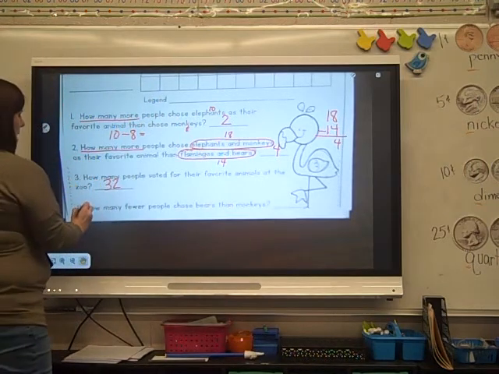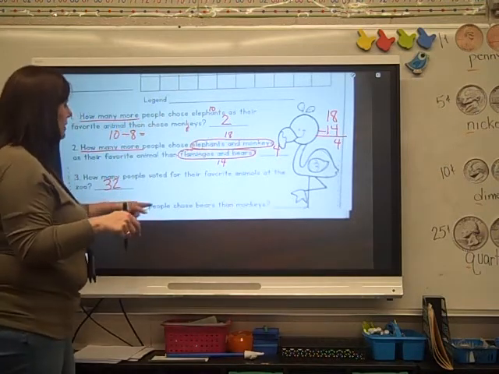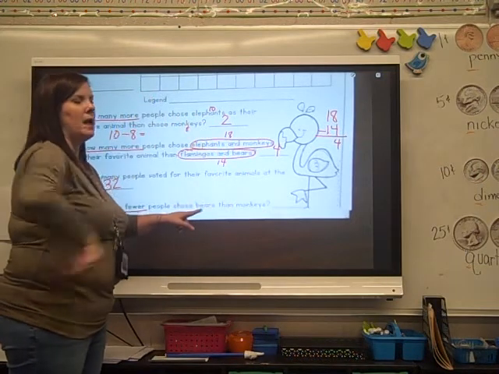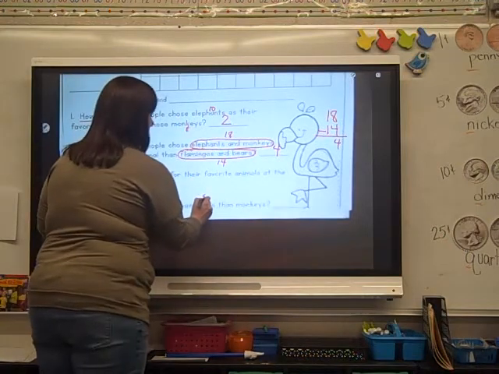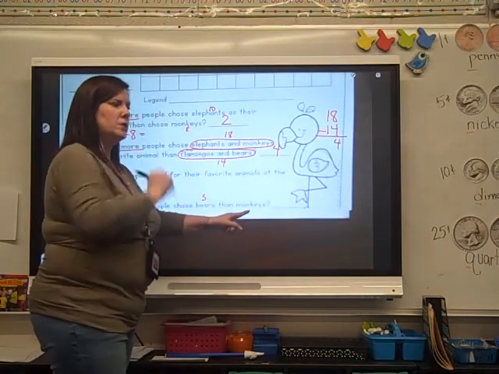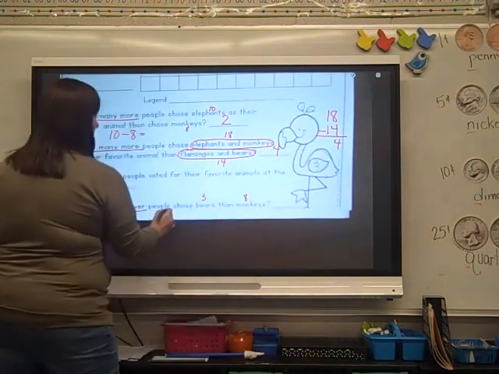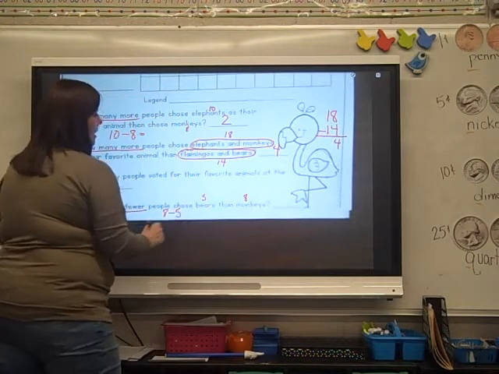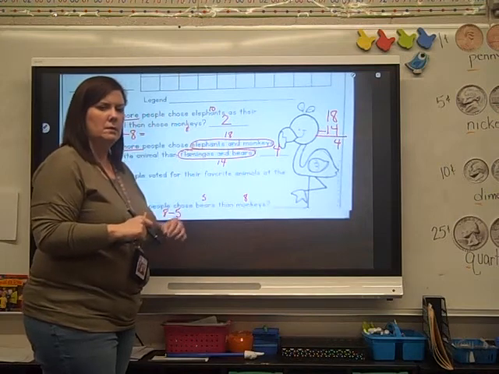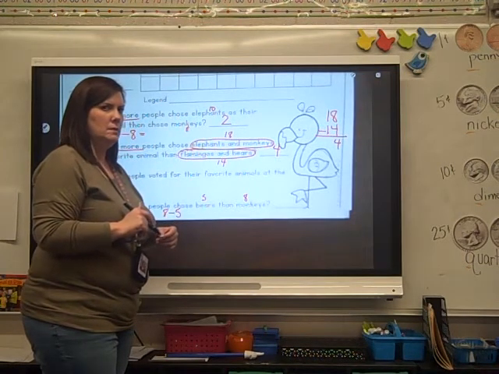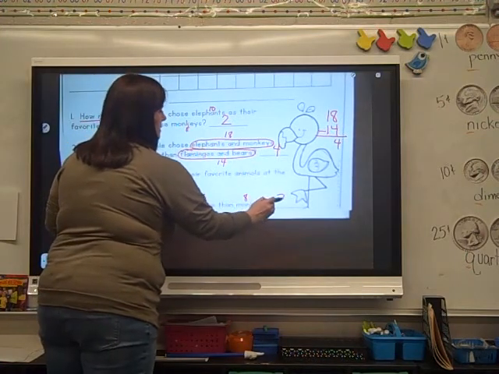All right, one more. How many fewer? Again, that means to subtract. They want to know the difference. How many people chose bears? Right, 5. Than monkeys. How many people chose monkeys? 8. It's a subtraction problem. 8 subtract 5. You know 8 subtract 5. Use your number line if you forgot. What did you get? 8 subtract 5 is 3.